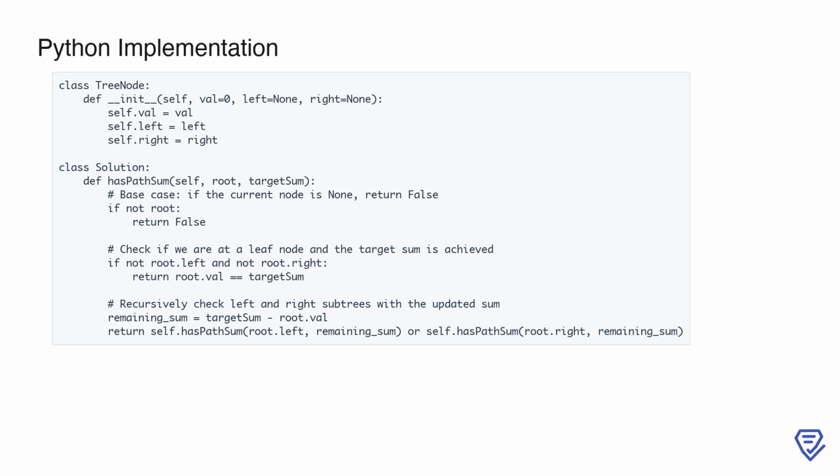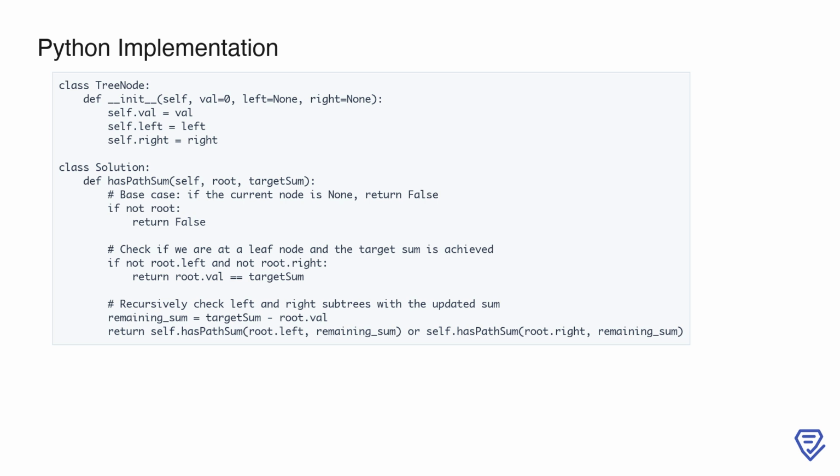3. Leaf node check. We then check if the current node is a leaf node, i.e., it has no left or right children. For a leaf node, we return true if its value matches the remaining target sum, as this indicates a valid root to leaf path. 4. Recursive DFS. If the current node is not a leaf, we calculate the remaining sum by subtracting the current node's value from the target sum. We then recursively call hasPathSum on the left and right subtrees, passing the updated remaining_sum as the new target. If either recursive call returns true, this indicates a valid path exists, and we return true.